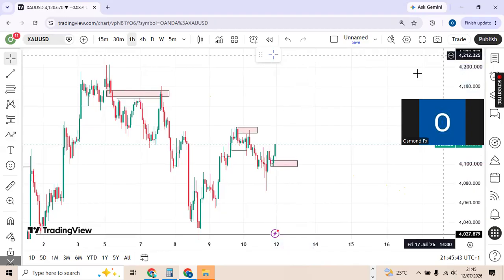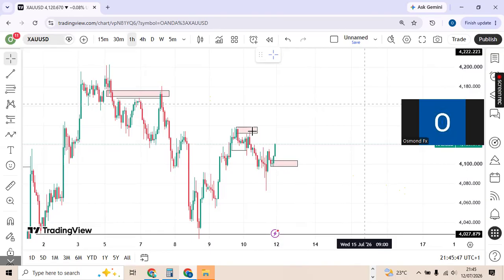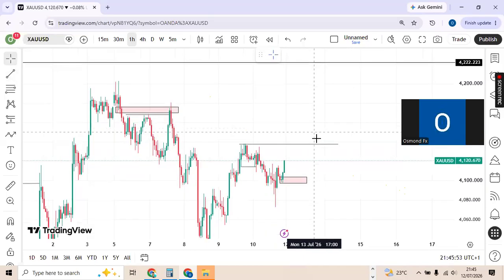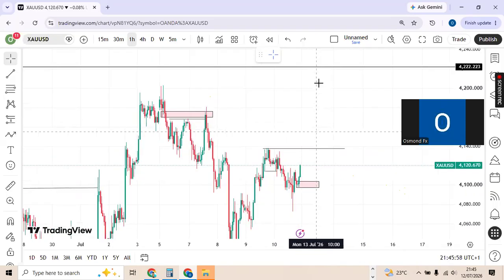So I can't really see much entries on gold for now. Okay, I can't really say much on gold because I can't see much entries. But I'm very skeptical the market is going to be selling this week. Okay, be expecting more push to the upside. So you should be looking for any buying opportunities.